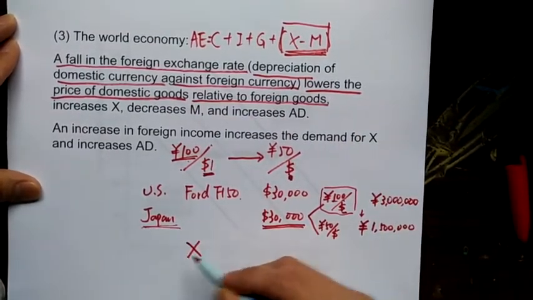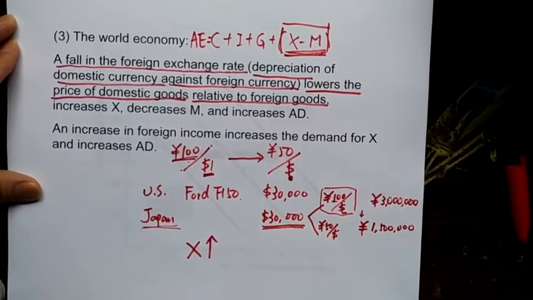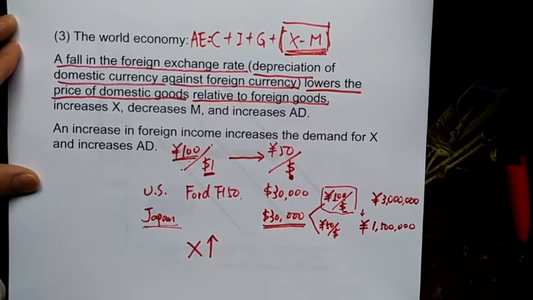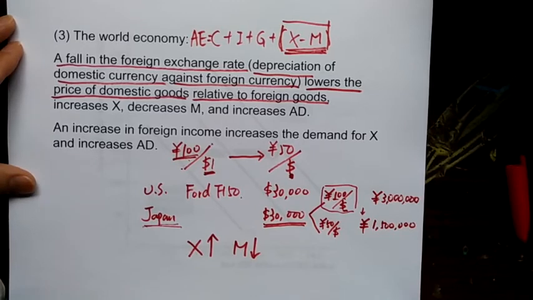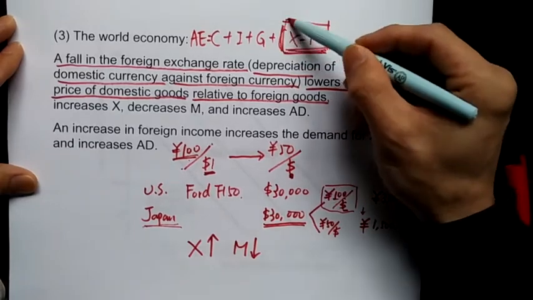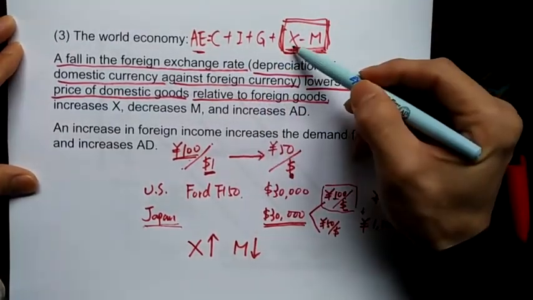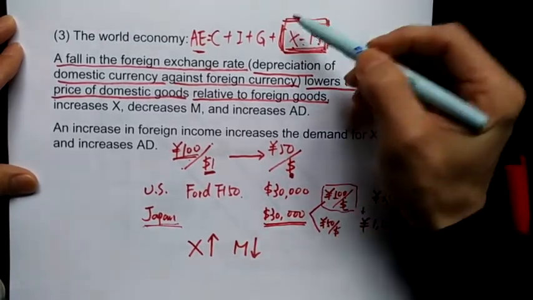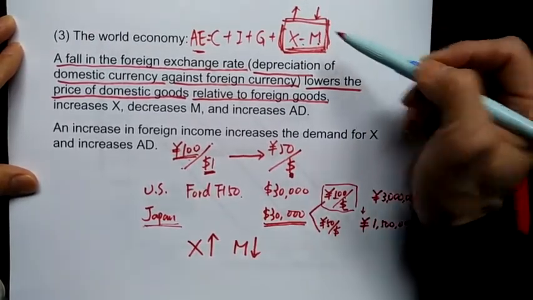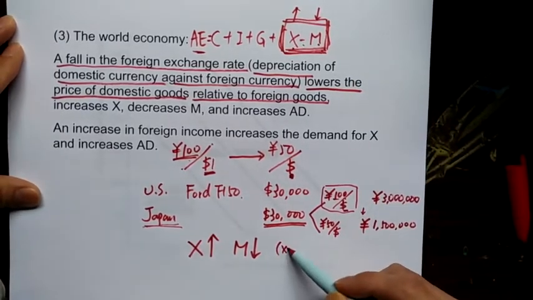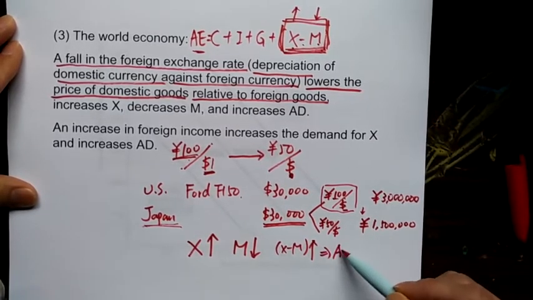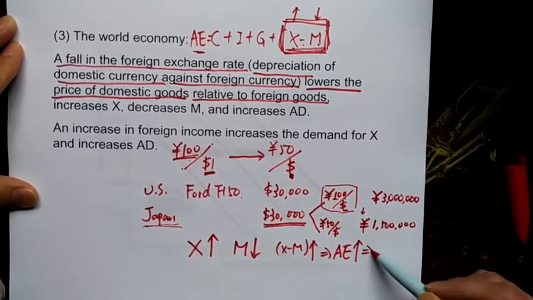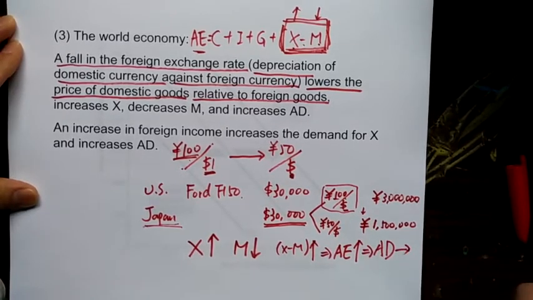Therefore, our export to Japan increases. Same thing, our import from Japan decreases because Japanese goods become more expensive in the United States. And because aggregate expenditure includes export minus imports, when export increases and import decreases, the net export increases. Therefore, aggregate expenditure increases. Aggregate demand shifts to the right.